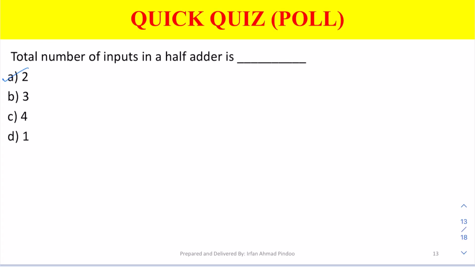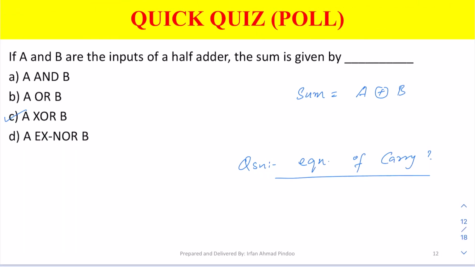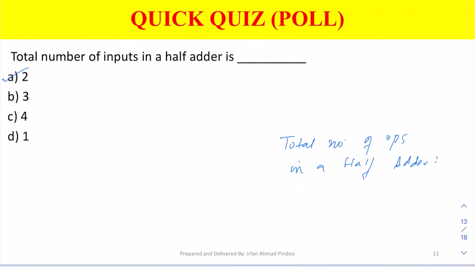The question for you is, how many outputs are there? What is the total number of outputs in a half adder? So I have solved 2 questions. The answer here was A XOR B for sum. Now carry you will tell me in the comment section. Similarly, the number of inputs in a half adder was 2. Now how many outputs it has, you will again tell me in the comment section.